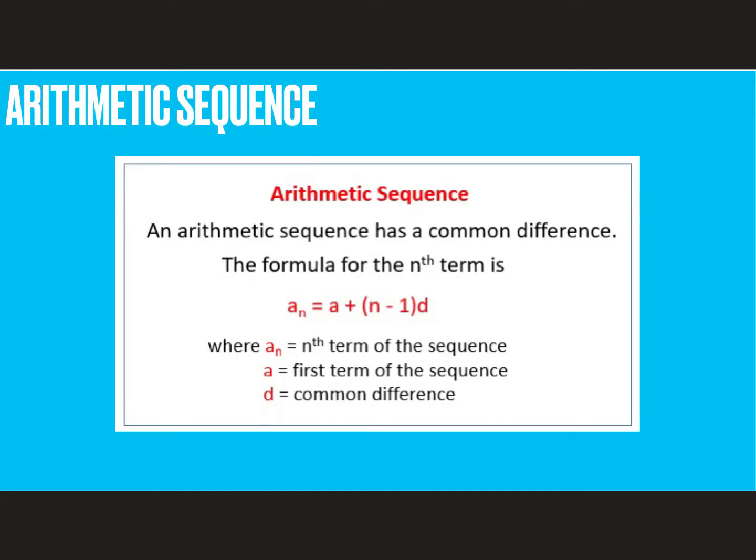So in an arithmetic sequence, we have this formula here. a sub n is equal to a, which is our first term in our sequence, plus n, which is the number of the term that we're looking for, and d, which is the common difference. The common difference is what we add to get from one number to the next. So this is our formula. We can find whatever term we want in our sequence just by using this formula.